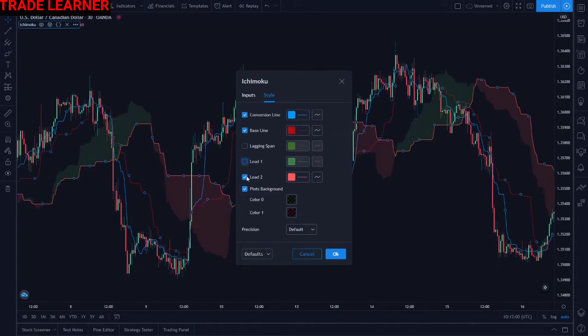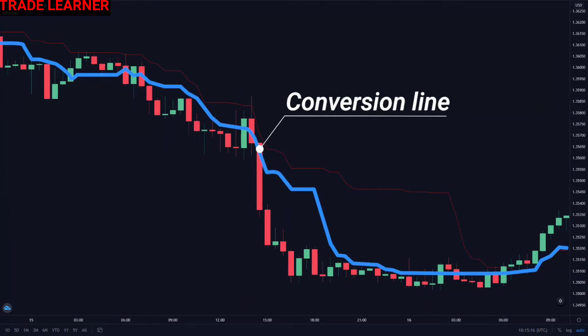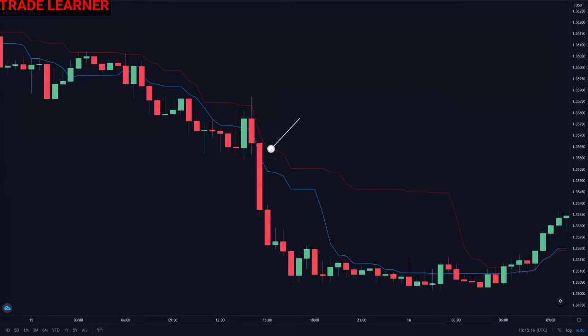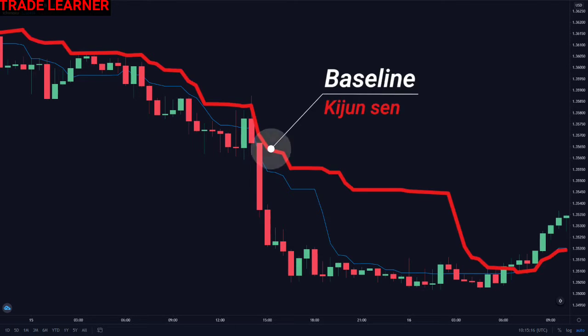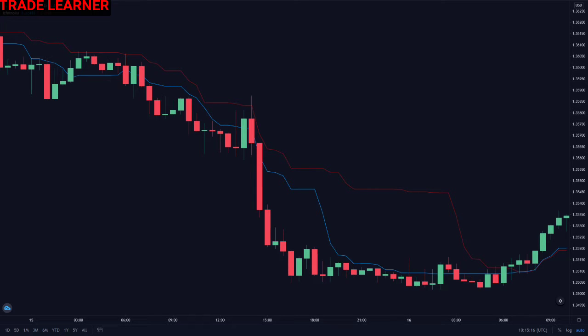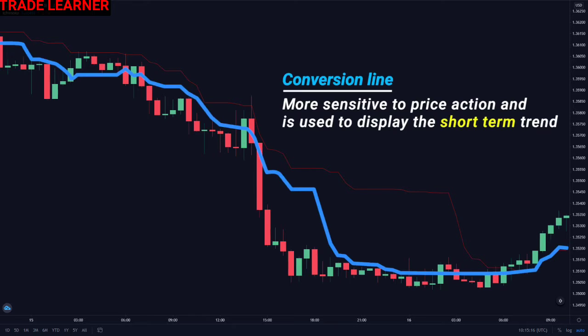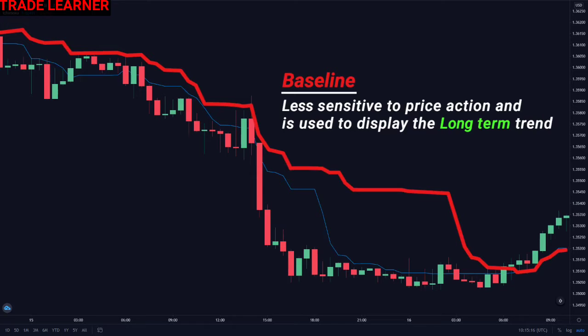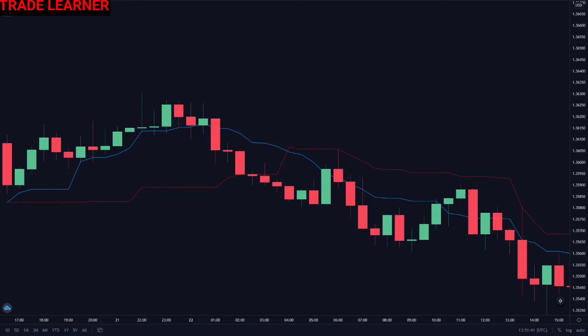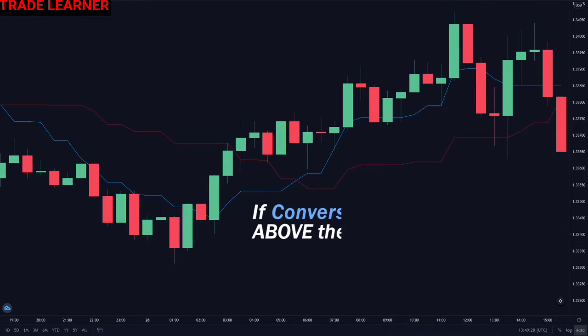To make it simple, I'm disabling all the parts except the conversion line, which is also known as the Tenkan-sen, and the baseline, which is also known as the Kijun-sen. These two lines act very similar to a moving average crossover. The blue line acts like a faster moving average. It is more sensitive to price action and is used to identify the short-term trend. And the red line acts like a slower moving average. It is less sensitive to price action and can be used to identify a longer-term trend direction. The way we combine these two lines is, if the blue line crosses below the baseline, you take a short position. And if the blue line crosses above the baseline, you take a long position.